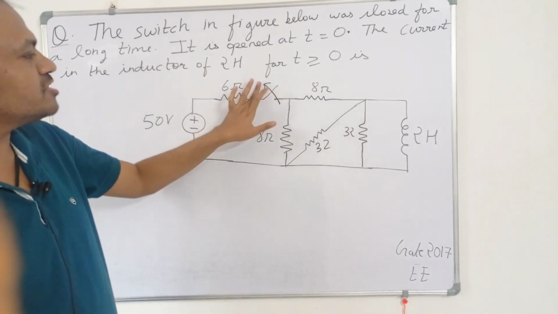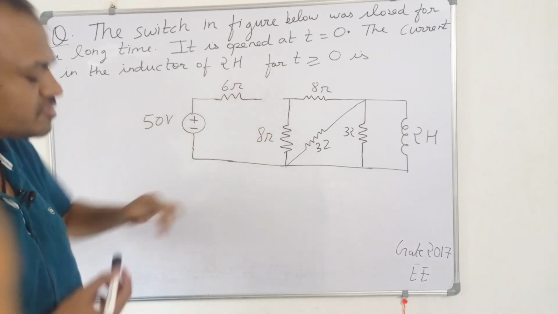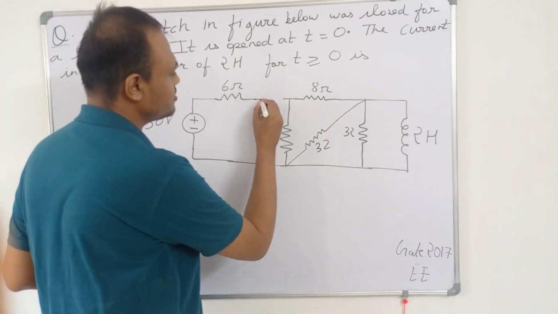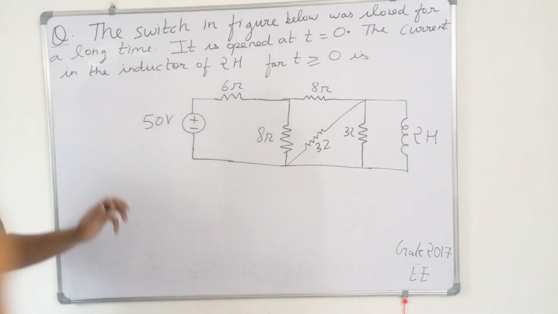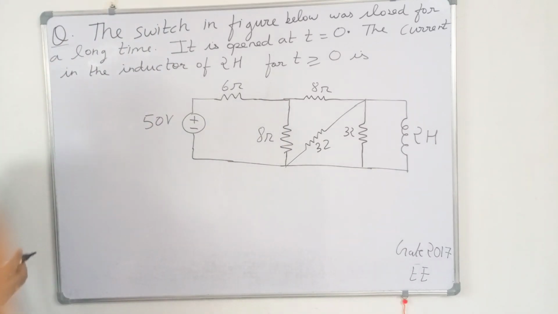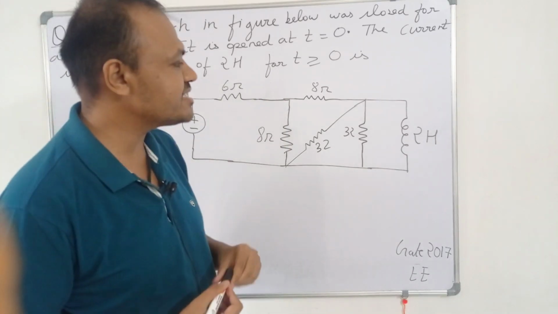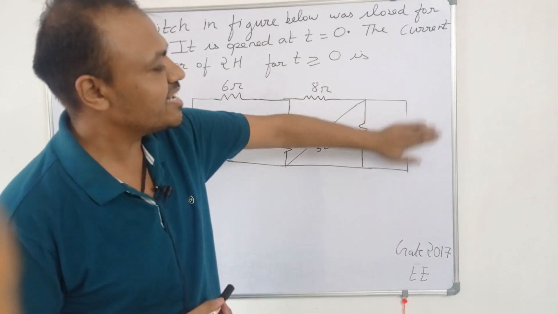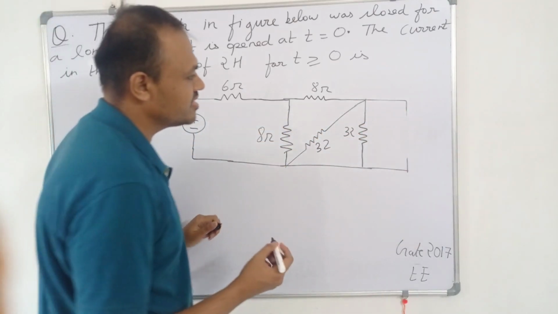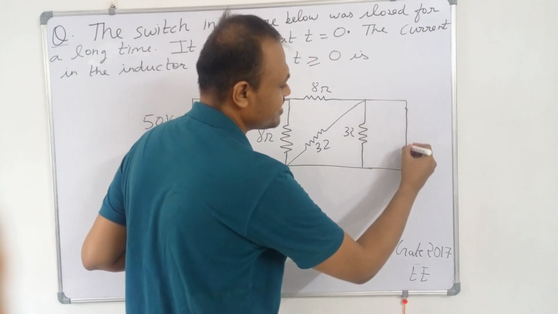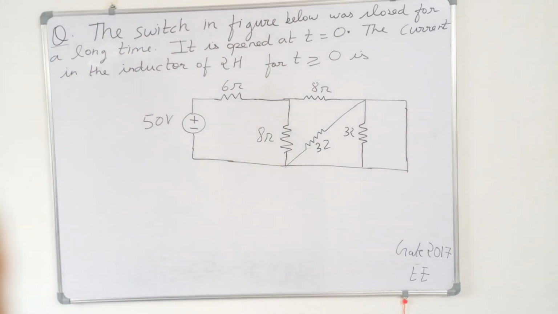Initially the switch was closed, so we will close the switch. The switch was closed for a long time, so it is a steady state. In steady state the inductor behaves as a short circuit.